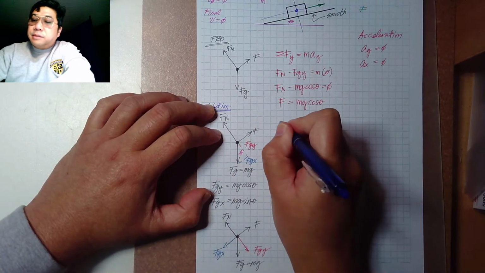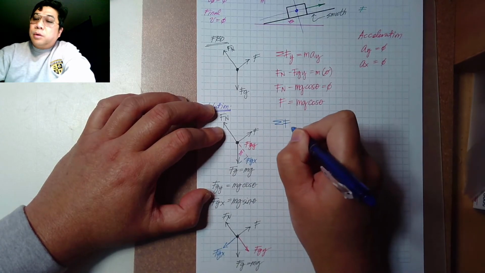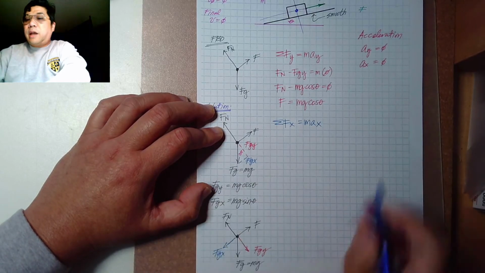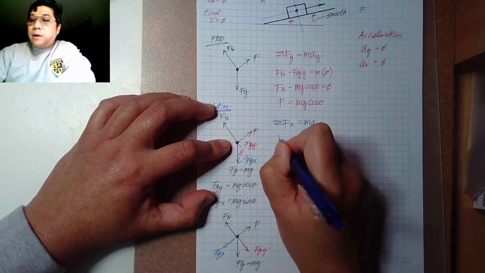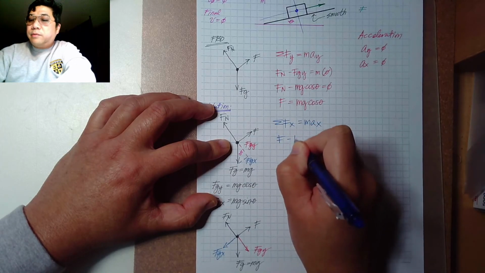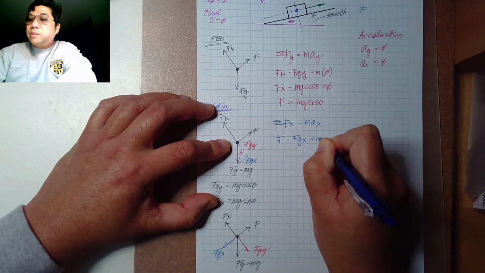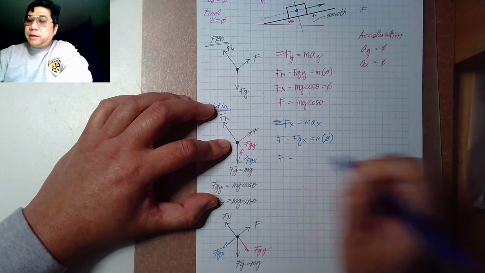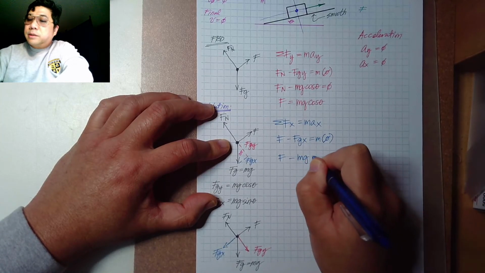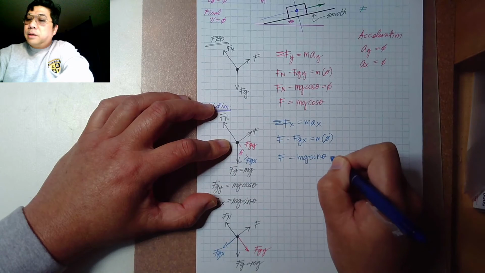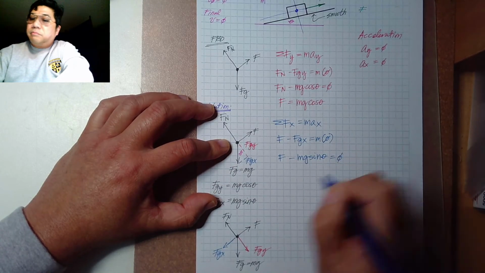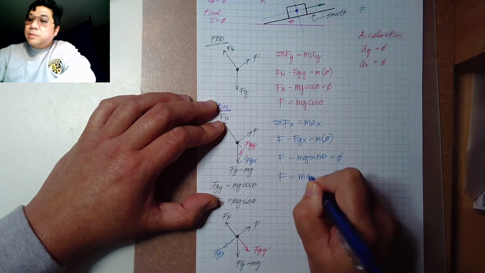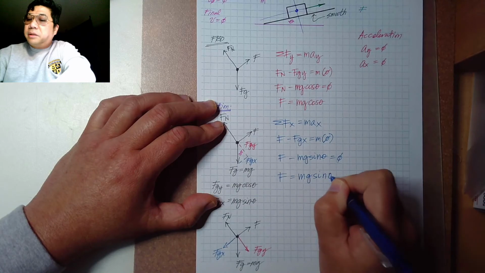Summation of forces along the x-axis is mass times the acceleration along the x-axis. Any force going to the right is positive, so that's F minus Fgx equals mass multiplied by 0. That will give us force minus mg sine theta equals 0. So therefore, the amount of force is simply equivalent to mass times g sine theta.